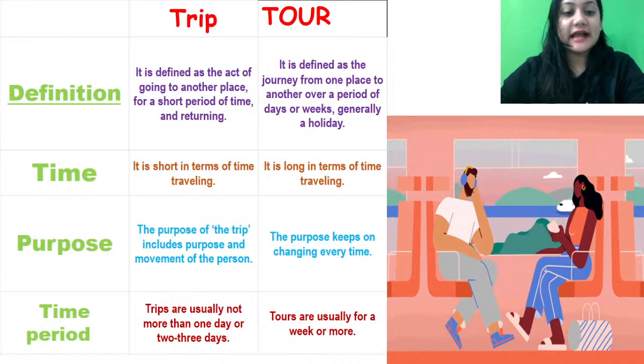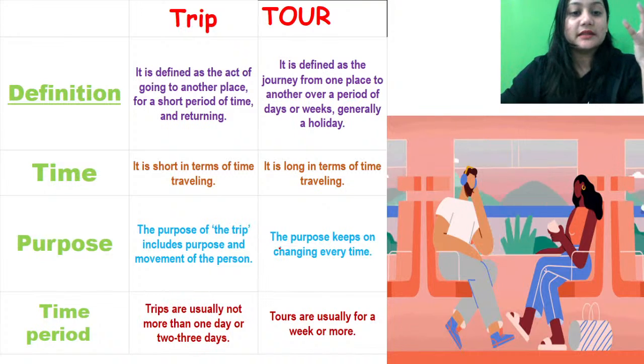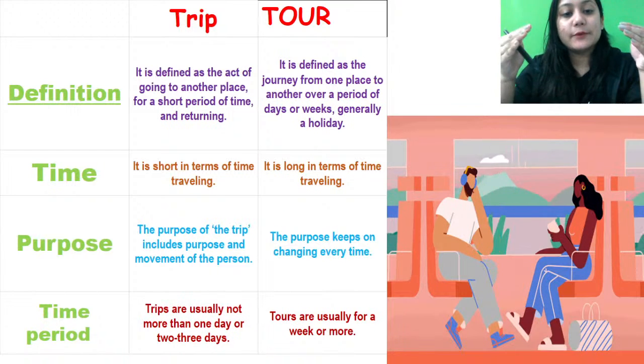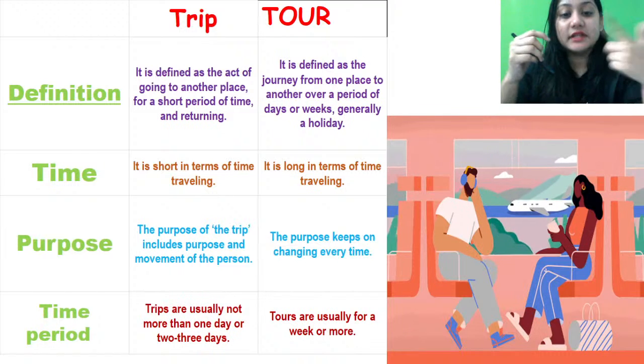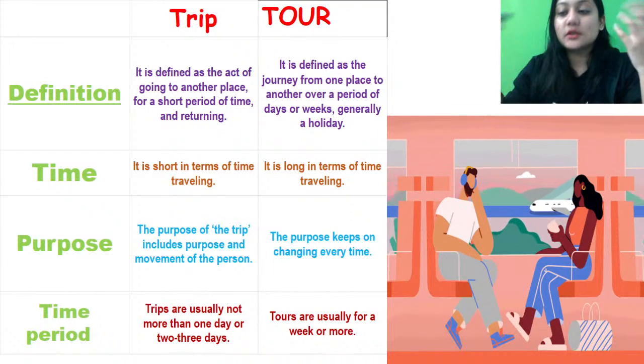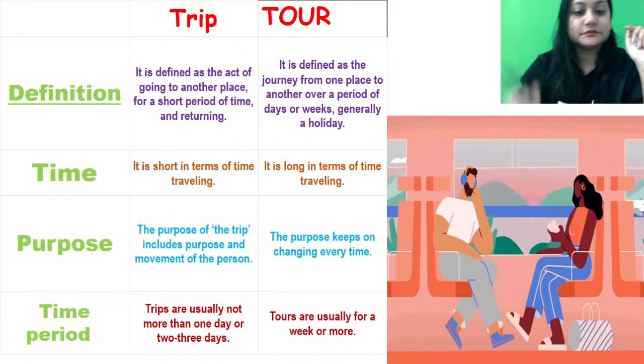For trip, time is short in terms of time traveling. So हम जब traveling की बात कर रहे हैं, तो आपका जो trip अगर आप बोल रहे हो, so that is there for a very short time. जो duration है, timing है travel का. And tour पे the duration for timing is pretty much more, comparatively more.